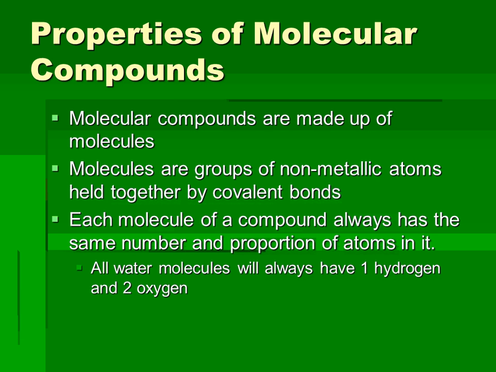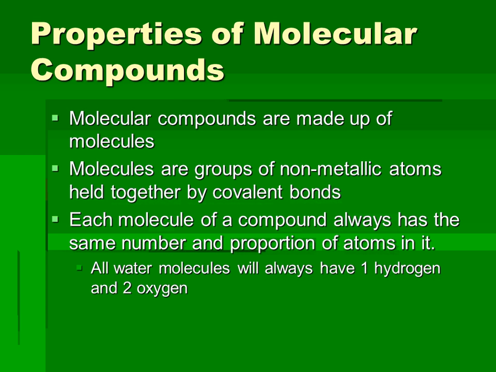So, a couple things about molecular compounds. Molecular compounds are made up of molecules, and we've talked about molecular compounds before, and identifying them and how they're organized in structure. But today we're going to get into more of the properties of them, what makes them specifically different from ionic compounds. Now, molecules are groups of non-metallic atoms held together by covalent bonds. We've talked about this already. And each molecule of a compound always has the same number and proportion of atoms in it.